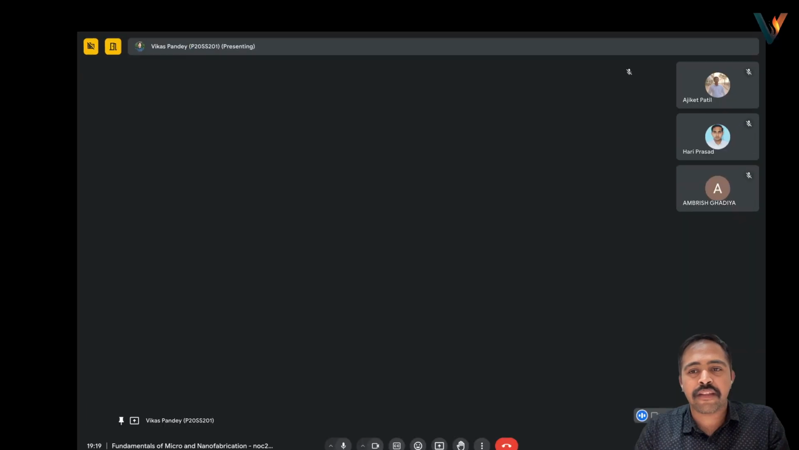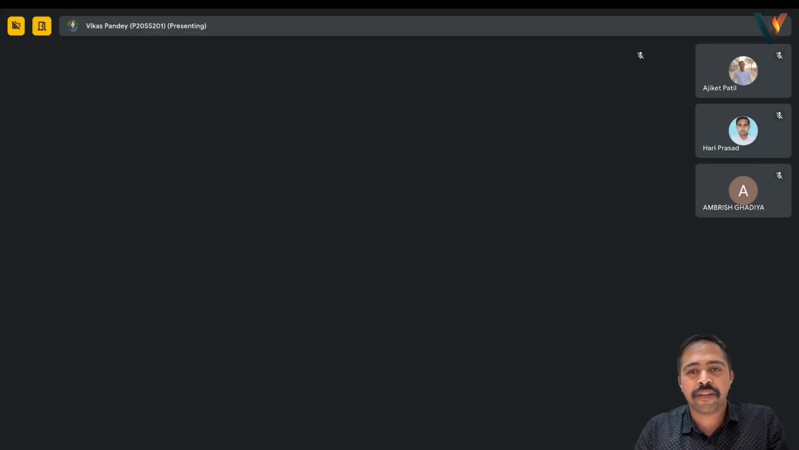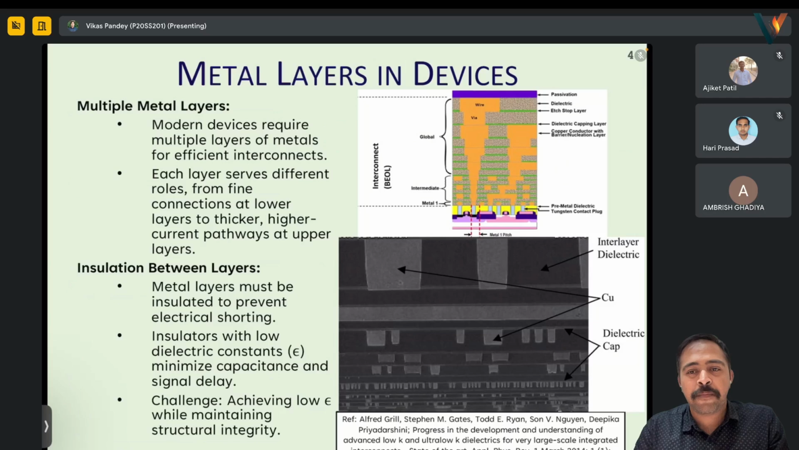Anyone? APCVD. LPCVD is also used. And Ajike, you said sputtering, right? Yes. So what kind of sputtering? Because we have studied two, three types of sputtering. What sputtering will be used for metal deposition?